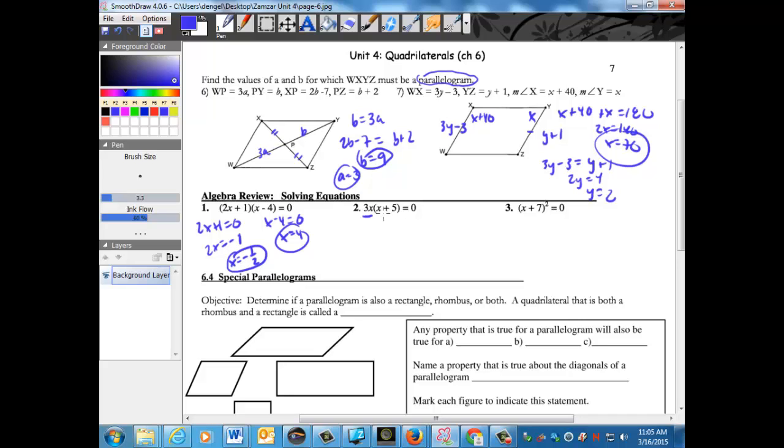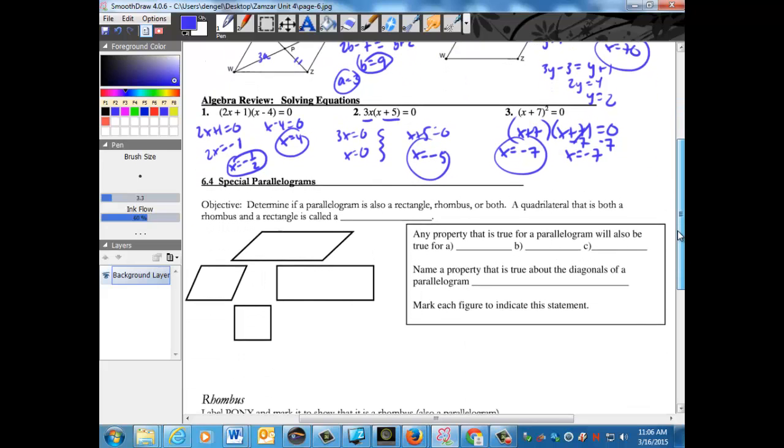Again, we set each of these equal to 0. So we get 3x is equal to 0, so x equals 0. X plus 5 is equal to 0, so x equals negative 5. This is like saying x plus 7 times x plus 7 is equal to 0, so x equals negative 7. And how I'm getting that is I subtract 7 on each side and then solve for x.